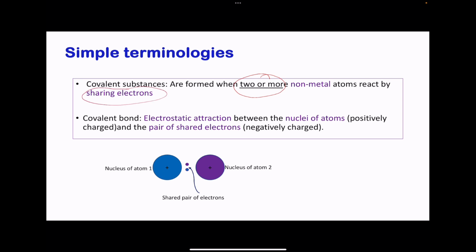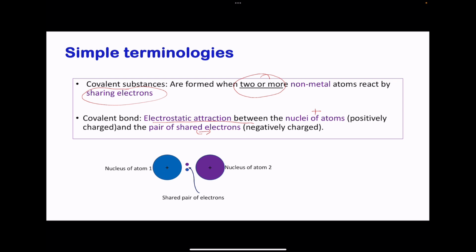When they ask you to define a covalent bond, this is the electrostatic attraction between the nuclei of atoms and a pair of shared electrons between them. Remember, these electrons are negatively charged, and the nuclei, due to the protons, are positively charged, so the attraction between the two is the covalent bond.